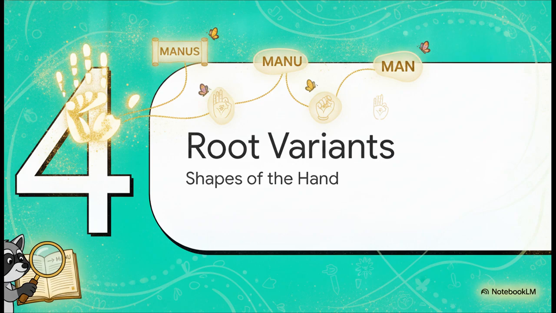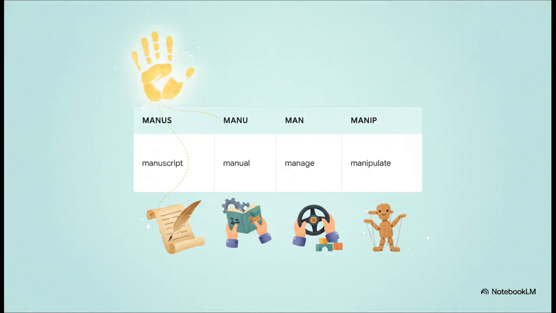or the shapes of the hand. You see, languages are living, breathing things. Over hundreds of years, they naturally shorten, combine, and reshape their roots. So recognizing these slight variations is a total secret weapon. As the language evolved, the original root took on four main forms.